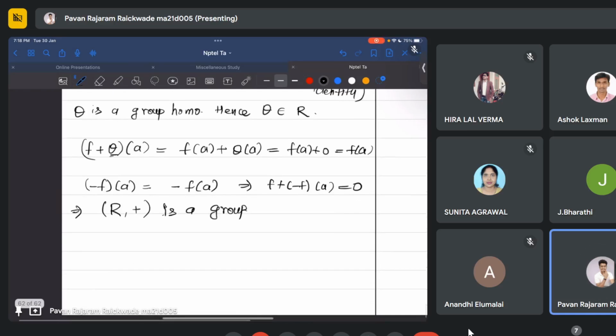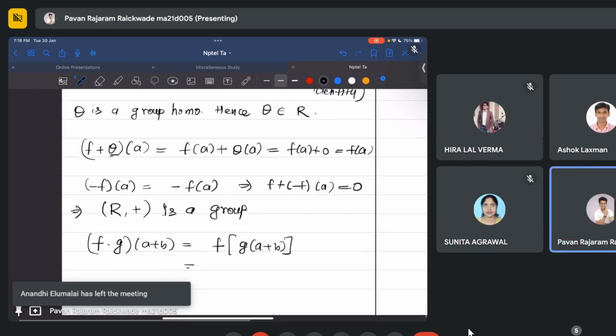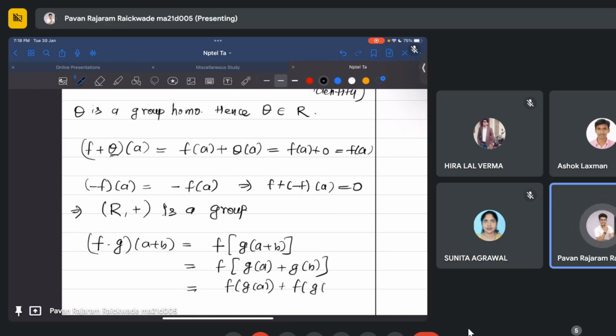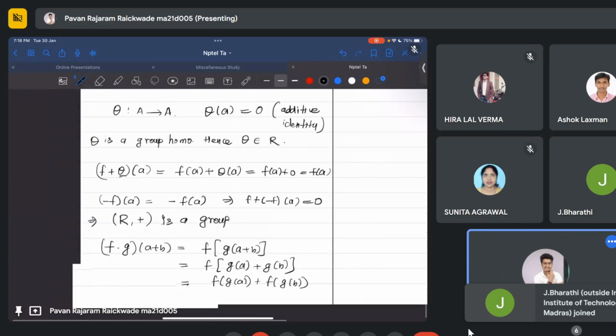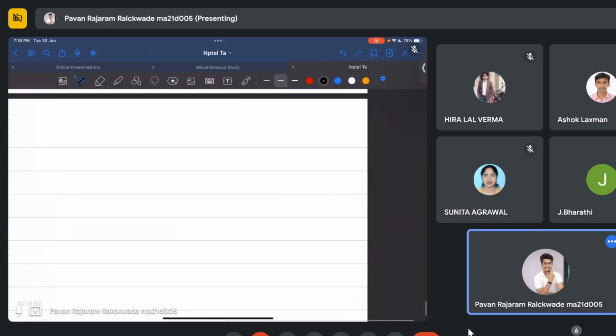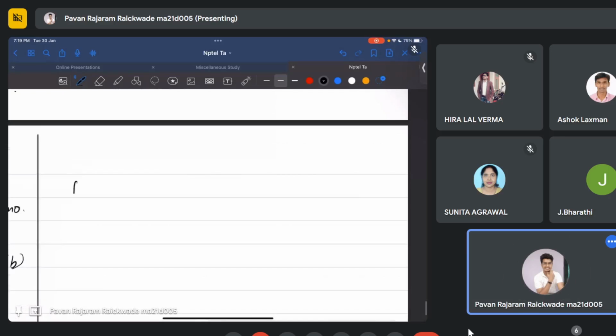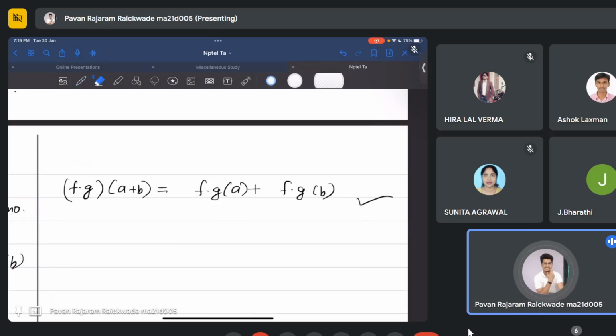Now what happens to the multiplication? If I multiply two elements, okay, a plus b, what do I get? I get f at g of a plus b, right? But since g was a homomorphism, I can write this as f at g(a) plus g(b). Now since f again is a homomorphism, I can write this as f of g(a) plus f of g(b), right? What is this? I have f dot g at a plus b equals f dot g at a plus f dot g at b, which implies f dot g is again a group homomorphism. This implies this dot operation is closed, a binary operation basically.